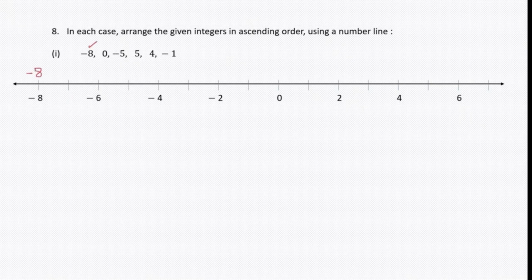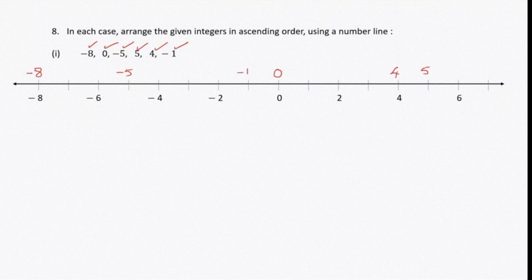So minus 8, let me write that. 0, minus 5, so it comes between minus 4 and minus 6. 5, between 4 and 6. 4 is here. And minus 1 is between 0 and minus 2, minus 1.